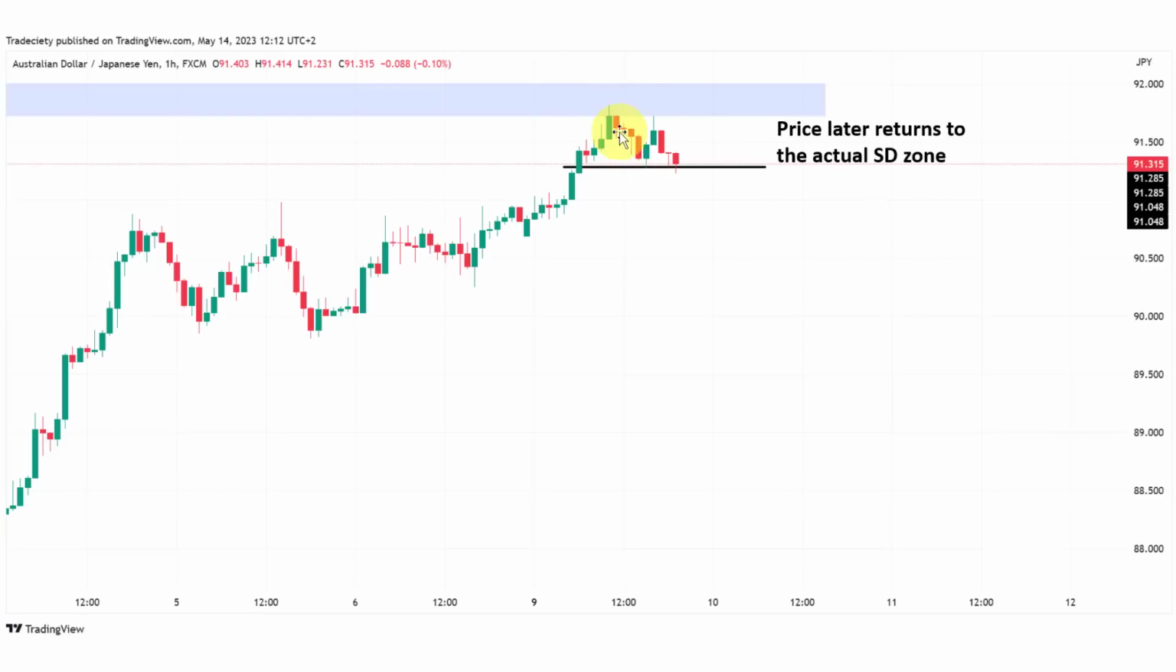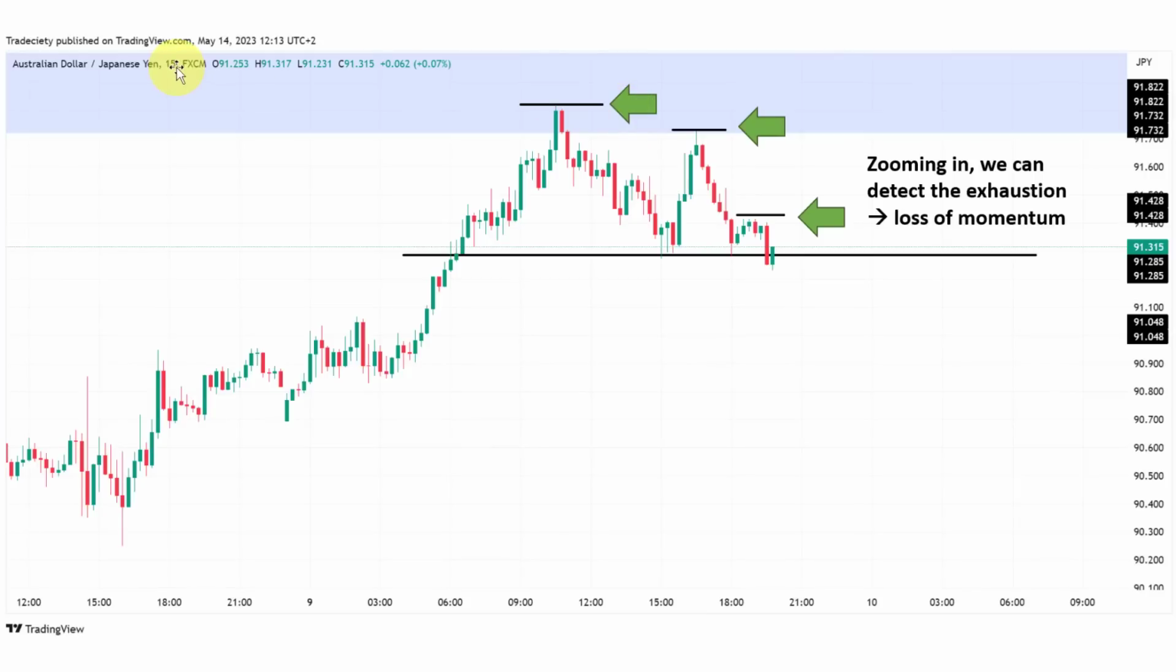So the market is back at the zone here. What we see is that on this time frame it's barely visible, but we are seeing lower highs. When we zoom into the lower time frame, we go from 1 hour to 15. You can see the market is making some consecutively lower highs. We have the lower bounce here, which is an extreme sign of exhaustion.